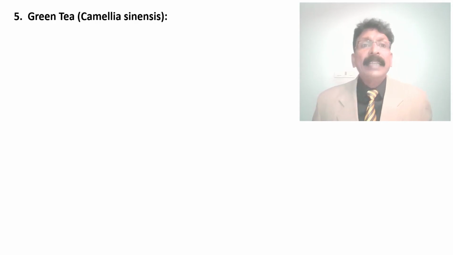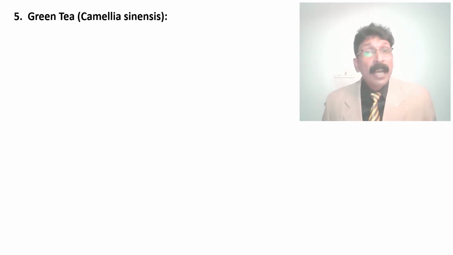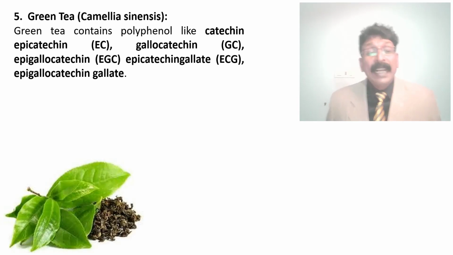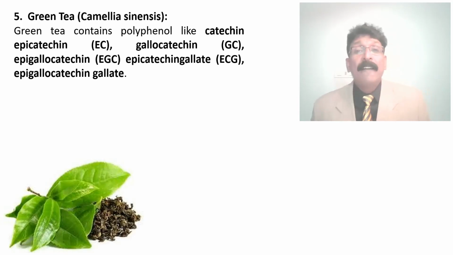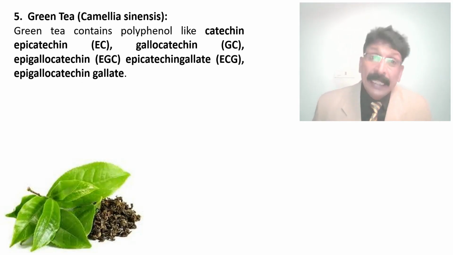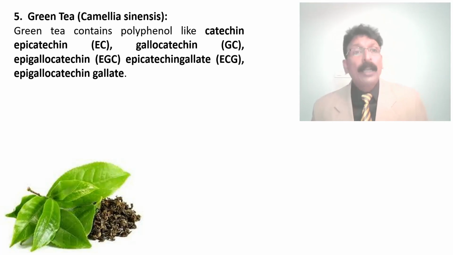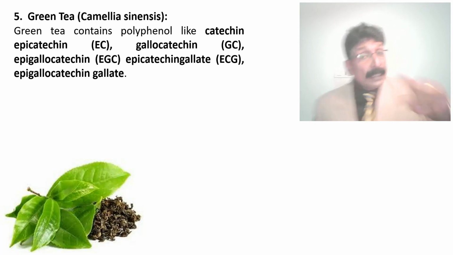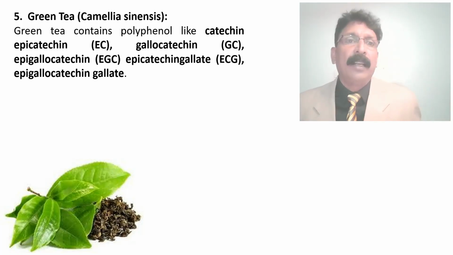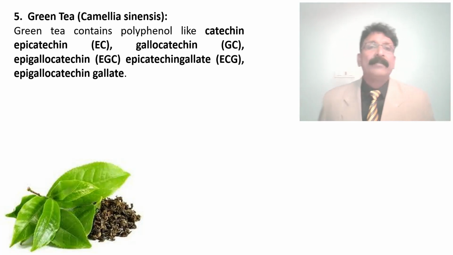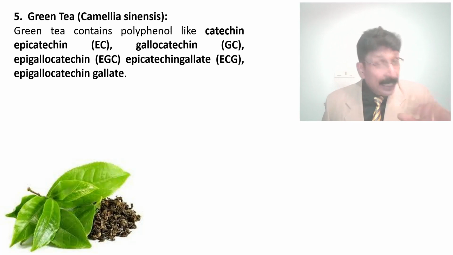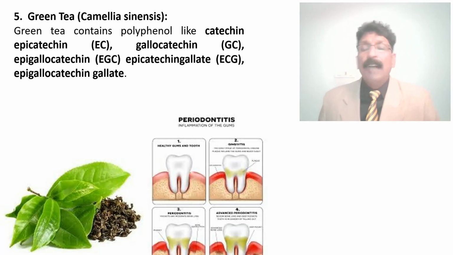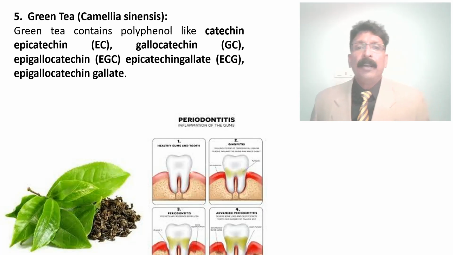Green tea, Camellia sinensis. The green tea contains polyphenols like catechin, epicatechin, gallocatechin, epigallocatechin, epicatechin gallate, that is ECG, and epigallocatechin gallate. So these are all very much useful in periodontitis.